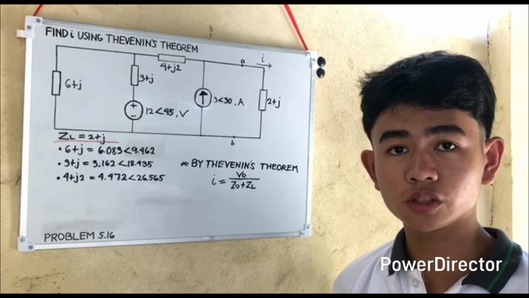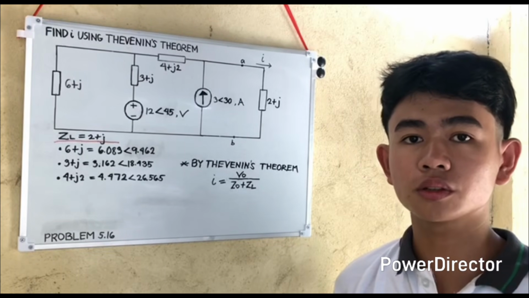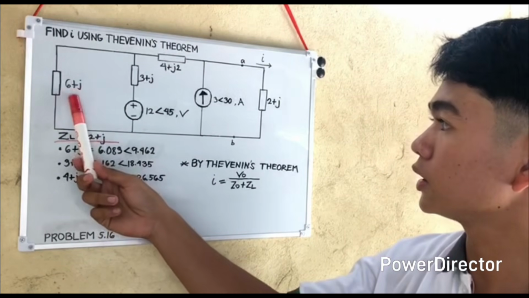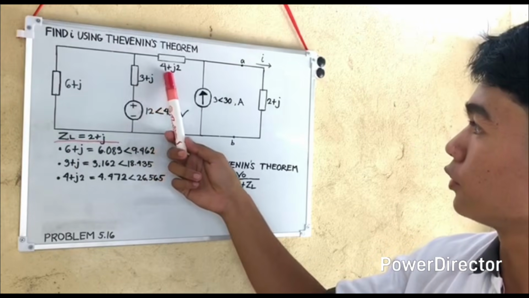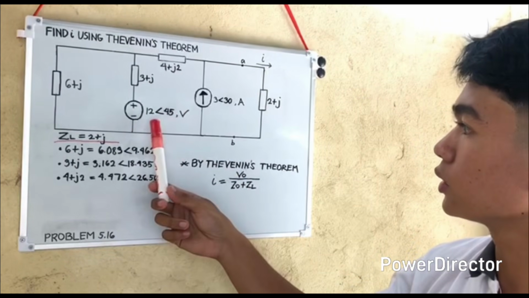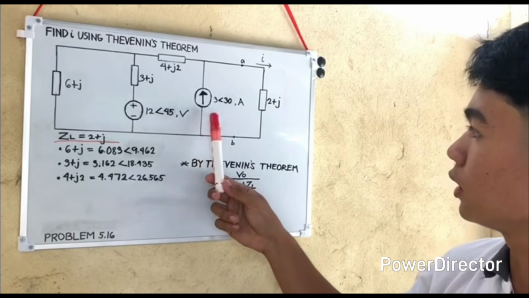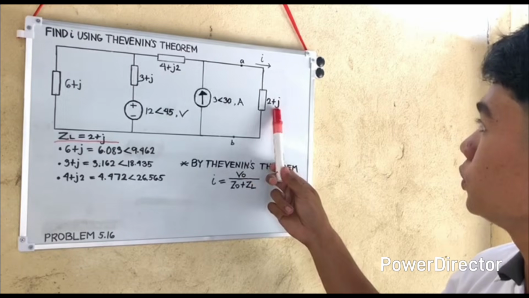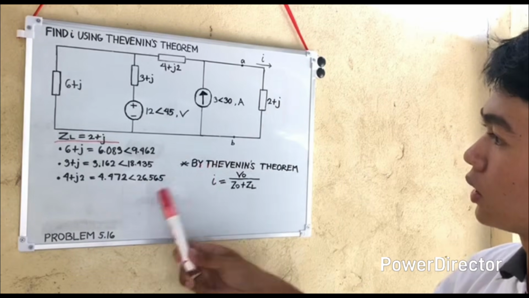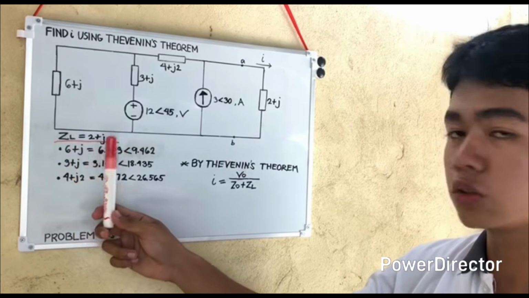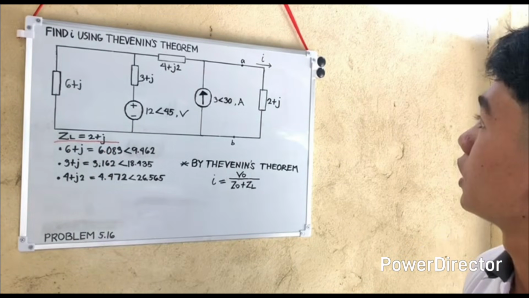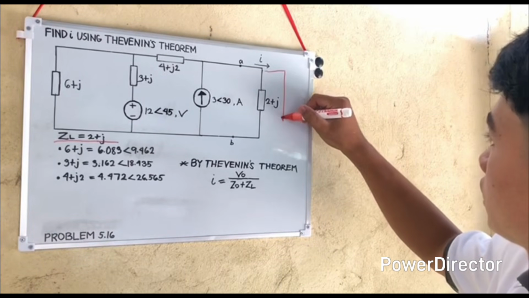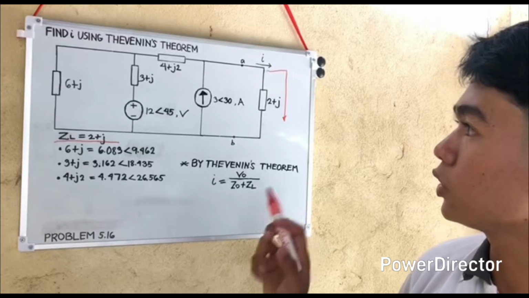Good day everyone. Today we will find I using Thevenin's theorem, and this is our given problem, which has the impedances of 6 plus j, 3 plus j, 4 plus j2, a voltage source of 12 angle 45, and a current source of 3 angle 30 with an impedance of 2 plus j. Our ZL will become 2 plus j because our I is currently passing in this part, which is the one we will solve.